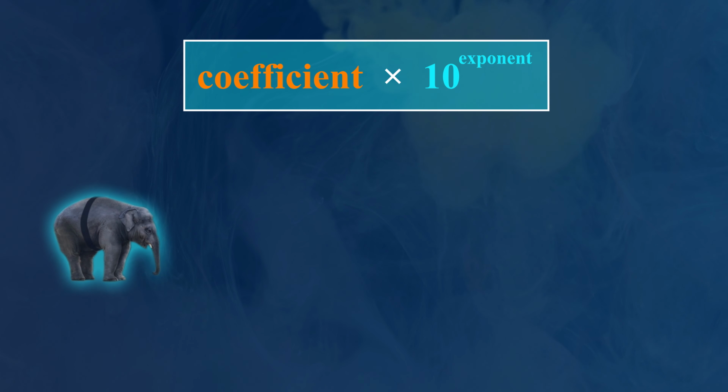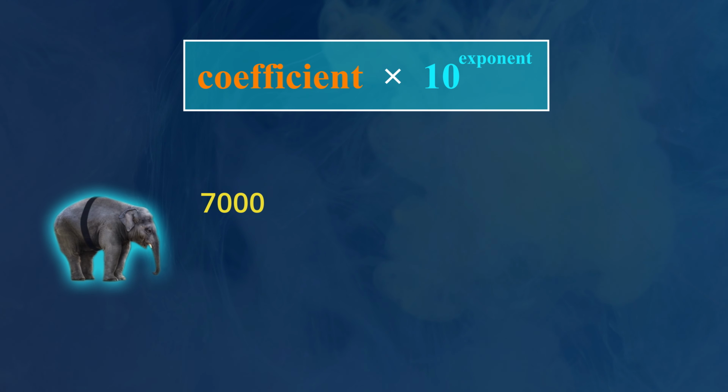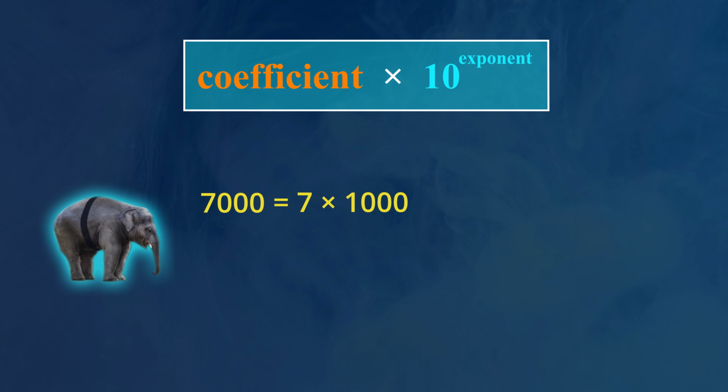For example, an elephant has a weight or a mass of about 7,000 kilograms. Let's convert this number to scientific notation. 7,000 is 7 multiplied by 1,000, and 1,000 is 10 cubed, or 10 to the exponent of 3.